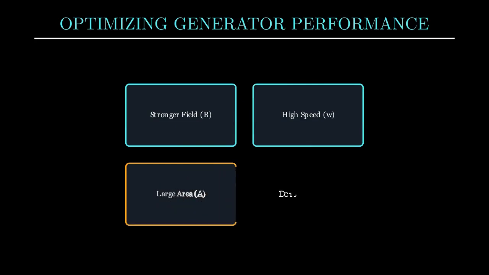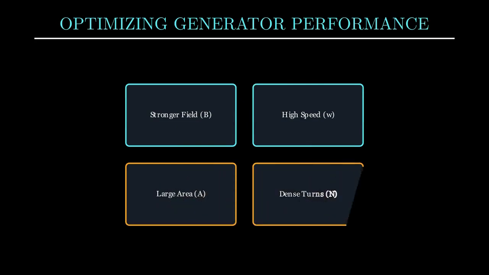To maximize the power generated, engineers focus on several parameters. They use strong magnetic fields, high rotational speeds to increase delta phi B over delta t, and coils with large areas and many turns. Each turn in the coil adds to the total area through which the flux changes, directly increasing the total induced EMF, and thus the potential for higher power output.